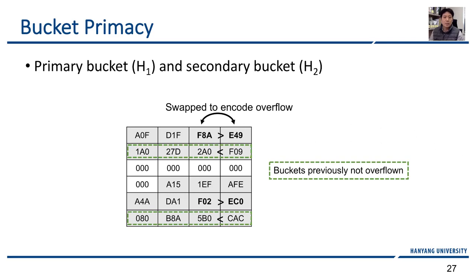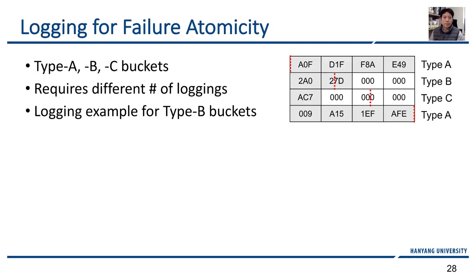Later in lookup, if the primary bucket is not overflown, we do not need to access the secondary bucket, thereby saving MVM bandwidth. Now let me discuss logging. For logging, we categorize buckets into three types, A, B, and C, based on the position of 8-byte boundaries in the bucket. They need different number of logging. For example, type A buckets need no logging for new insertion, and one log record for inserting an evicted key.